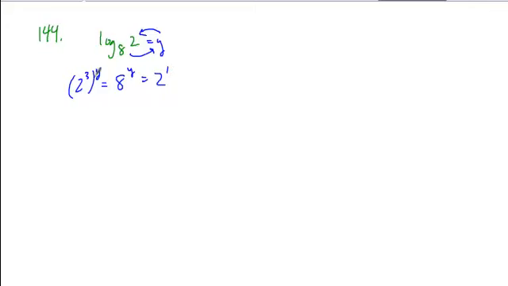When we take a power to a power, we multiply. So again, we're really dealing with 2 to the power of 3y. We can now equate the powers. 3y has to equal 1, so y is going to equal 1/3, and that would be your solution.